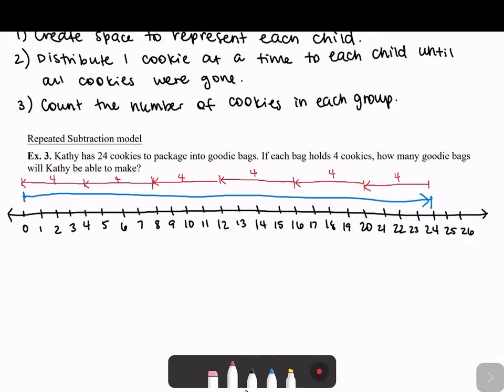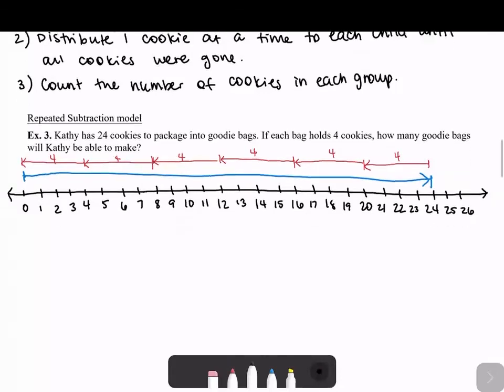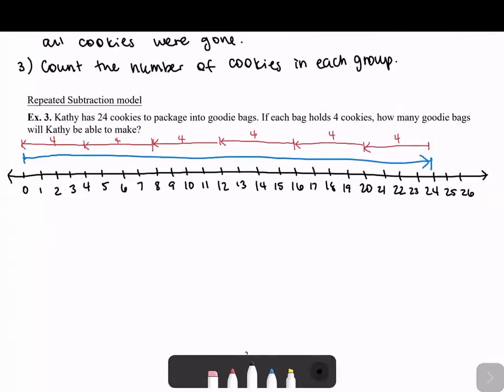So now to finish this problem, we just have to count how many times we took away 4. And that is 1, 2, 3, 4, 5, 6. So we took 4 away 6 times, so we have that 24. And if we take 4 away, we take it away 6 times.